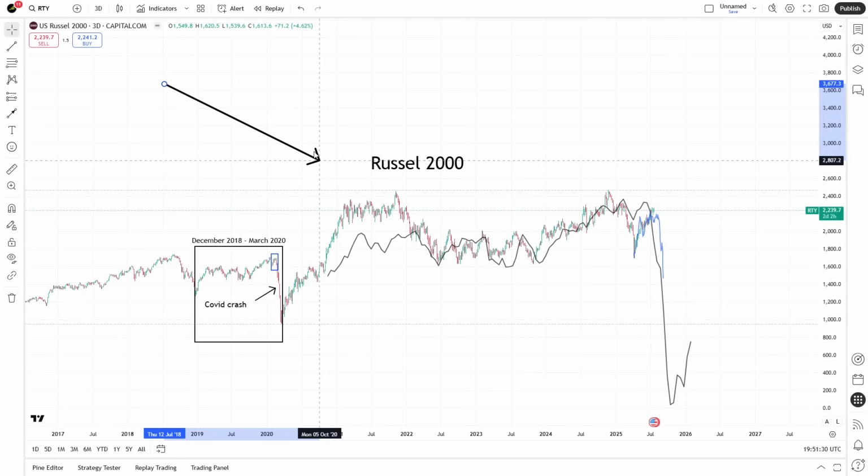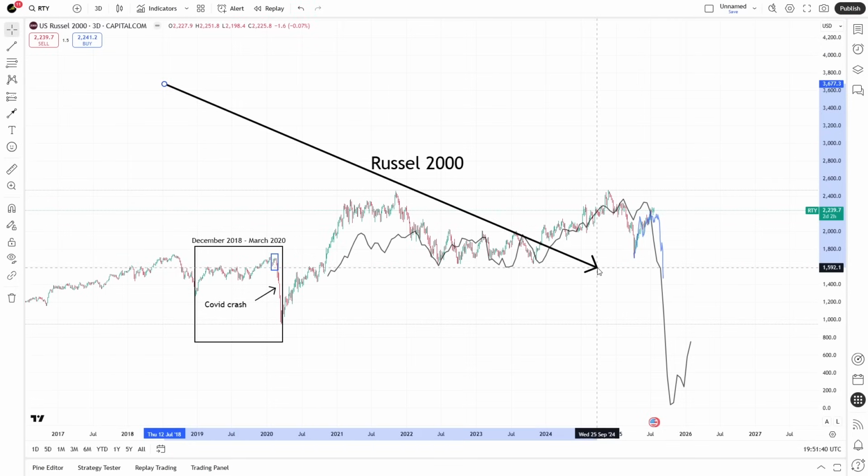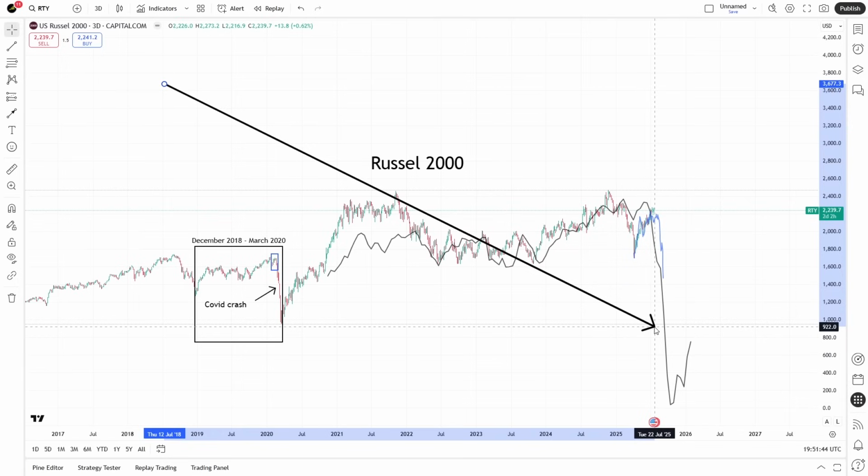This is the Russell 2000, and once again, same time frame, December 2018 to March 2020. Do the same thing, and this is what we get. Folks, we have a potential large decline that is most likely going to hit soon. Let's jump back to the Dow Jones and examine the final peak.